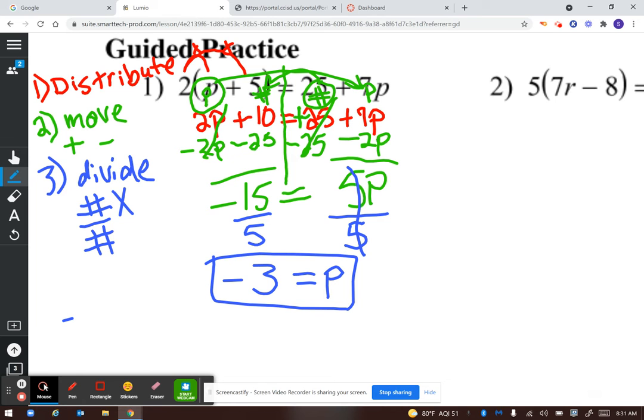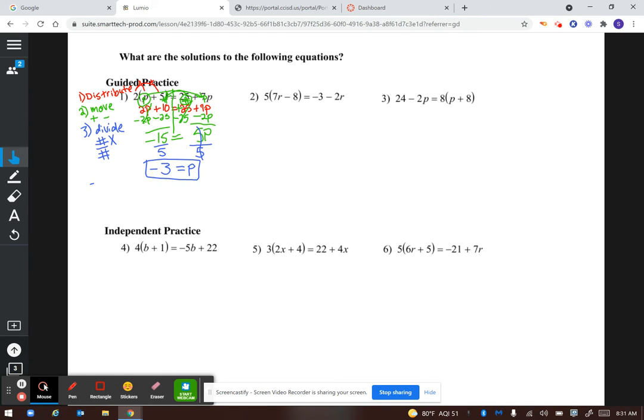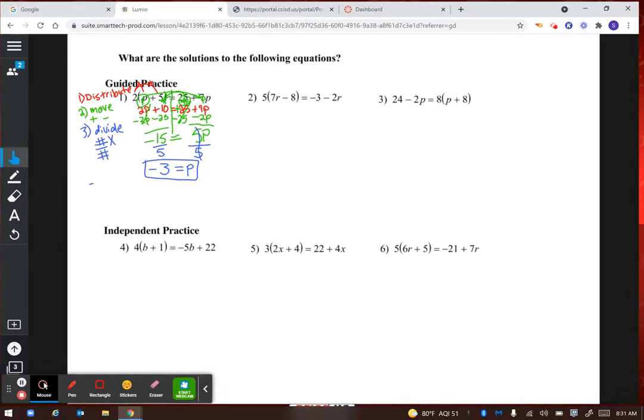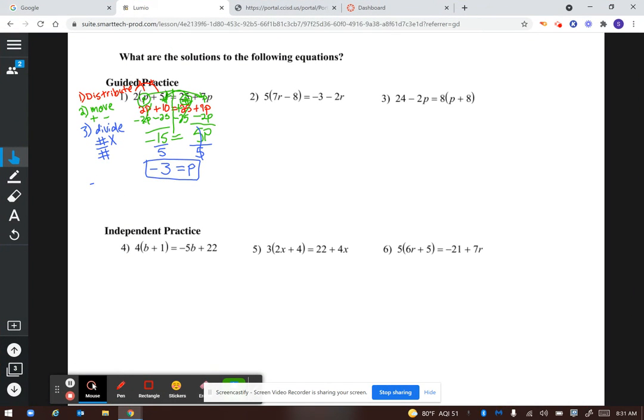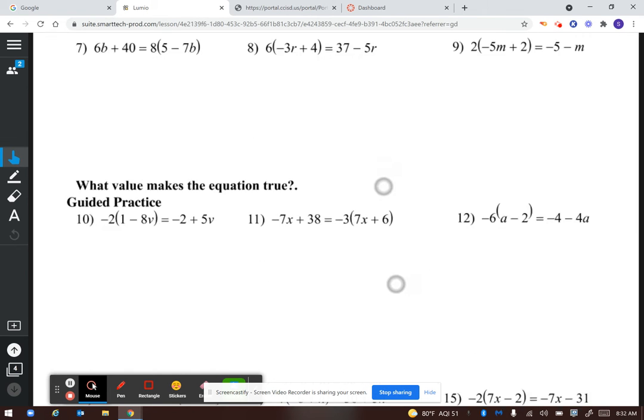All righty. I'm going to look through this lesson real quick and see if there's anything extra. All right, this example on 10 is practically the same. The only thing that I noticed, and sometimes they'll say, is what value makes the equation true?